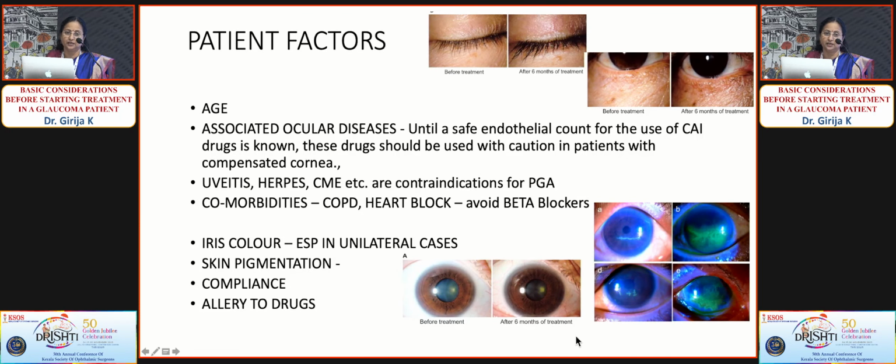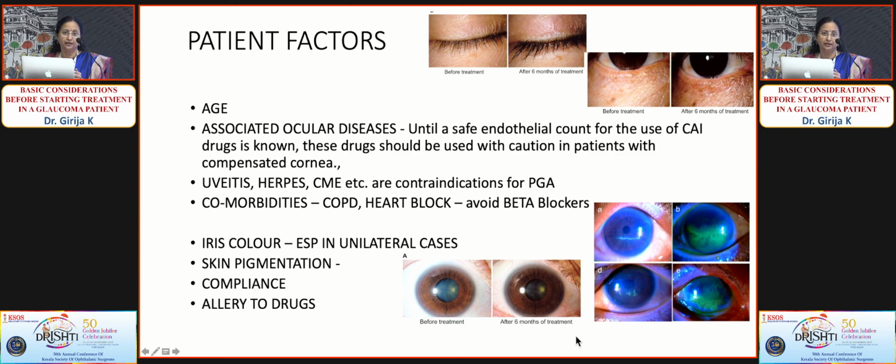One is the age. Many of these topics that I am discussing may have been previously discussed by Lita, so there may be some amount of overlap. Please excuse. If the patient is young and having an aggressive disease, then you need a larger percentage of reduction, so you have to start a prostaglandin analog. But if it is an older patient, then less percentage of reduction is required, so you can wait and start a milder drug.